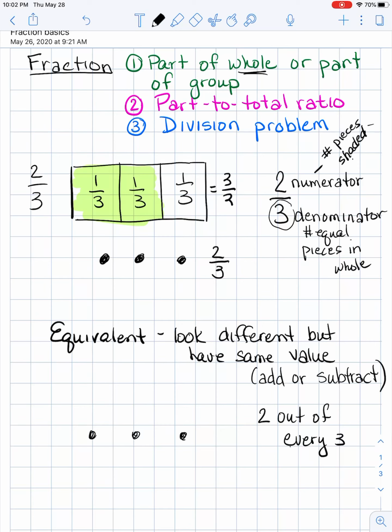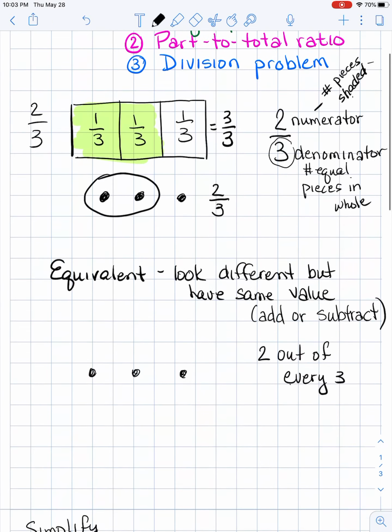The whole thing is 3/3 because I'm dividing it into 3 equal pieces, and I would be shading all 3 if I were talking about the whole thing. So anytime you see a fraction where the numerator and the denominator are the same, that fraction is going to be equal to 1 whole. Now that's talking about part of a whole. The next example is part of a group. Okay, pretty simple. I have 3 circles here. If I want to model 2/3, that would be 2 of the circles out of 3. And that's pretty easy to understand.